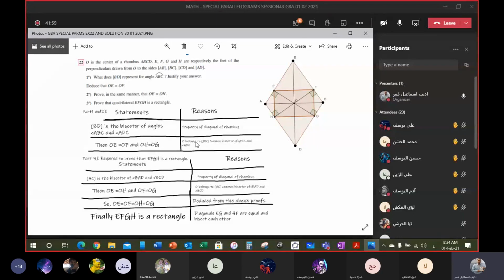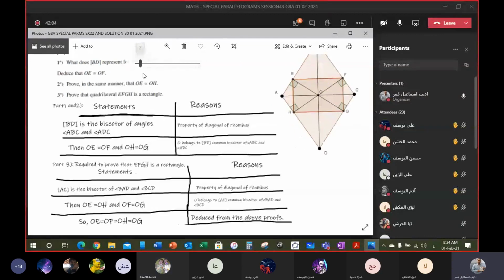O belongs to BD, common bisector of angle ABC and ADC. Because O is on the bisector of angle ABC and on the bisector of angle ADC, then O is equidistant from the sides of the angle ABC and the sides of the angle ADC. So we have OE equal to OF and OH equal to OG.